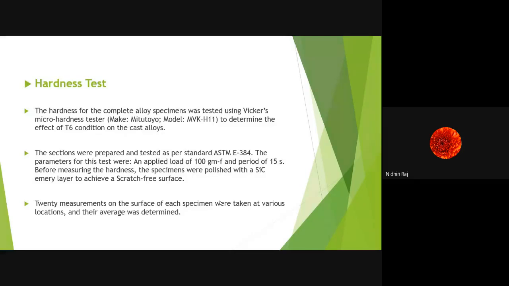Now moving on to the hardness testing. Hardness for all the alloys was tested using a Vickers micro hardness tester. The sections were prepared and tested as per standard ASTM E384. The parameters for this test were an applied load of 100 gram force and a dwell period of 15 seconds. Before measuring the hardness, the specimens were polished with silicon carbide emery paper to achieve a scratch-free surface. Twenty measurements on the surface of each specimen were taken at various locations, and their average was found. So this was how the hardness test was carried out using a Vickers micro hardness tester.